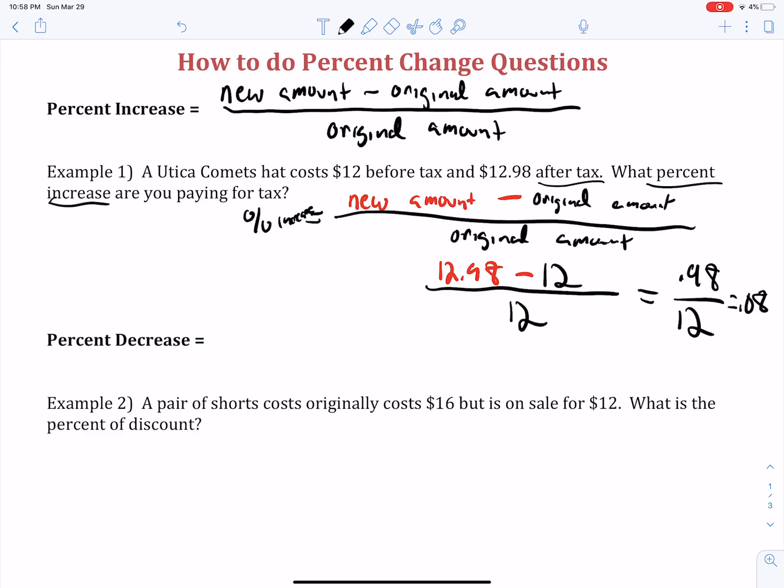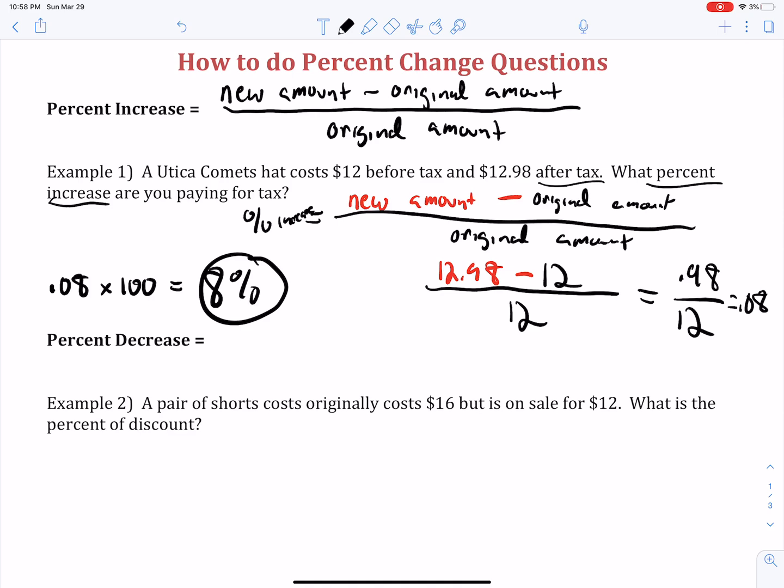Now we just need to make it a percentage. So right now it's a decimal. To make that a percentage, you just do 0.08 times 100, and you get 8%. So that was the tax. All right? So that's how you do percent increase.